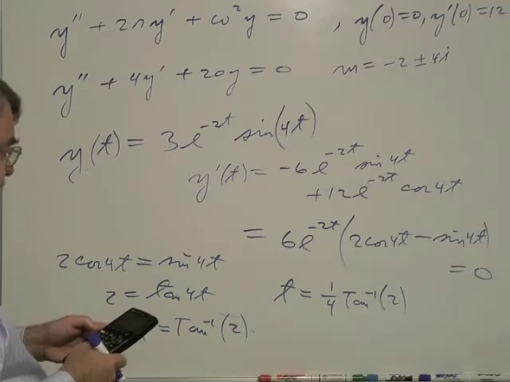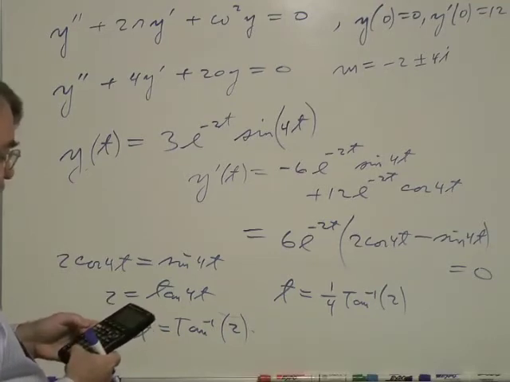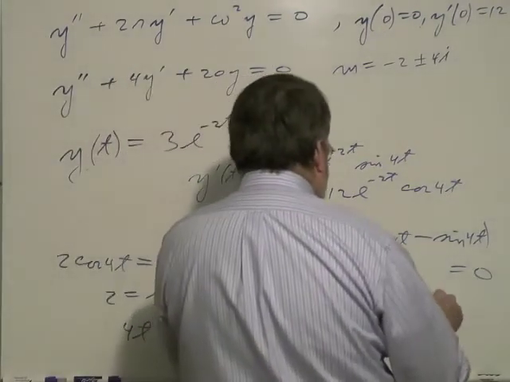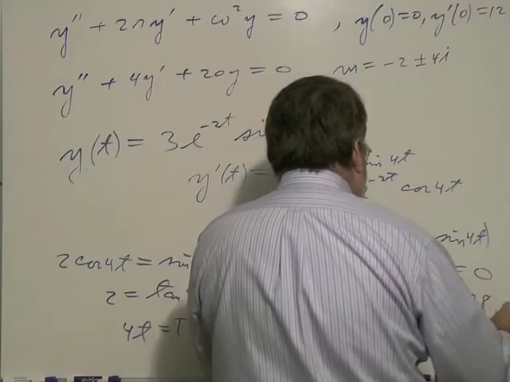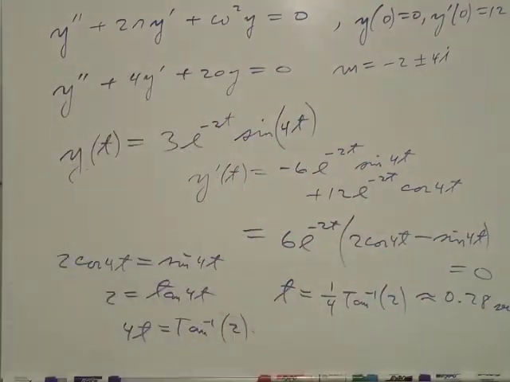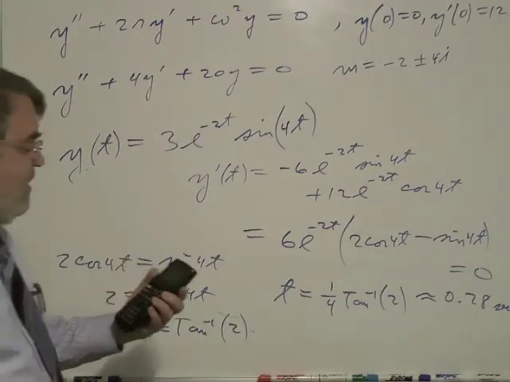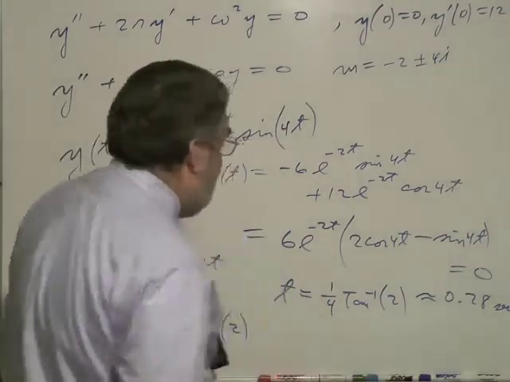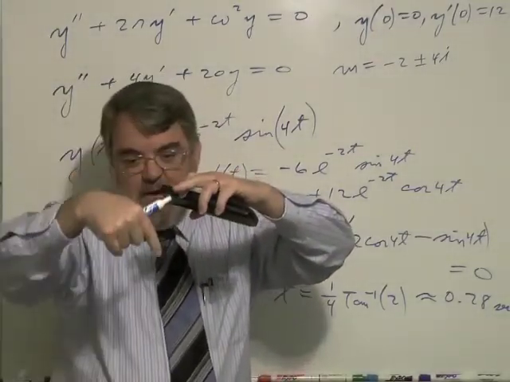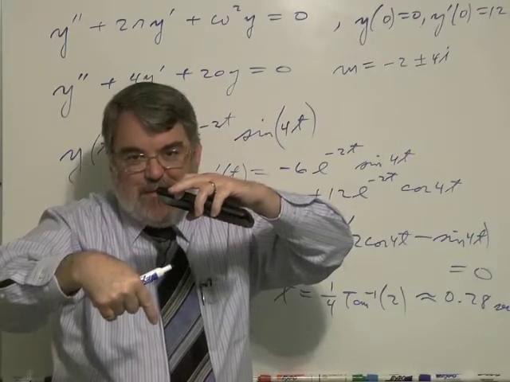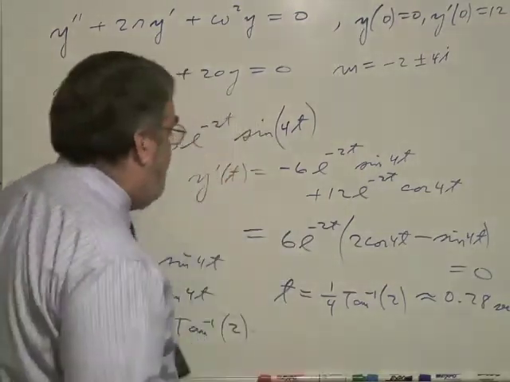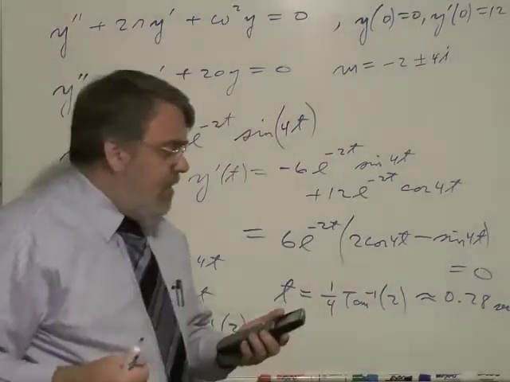So let's see. The inverse tangent of 2 is about 1.1 something times 1/4. This is about 0.28 seconds. Now I kept all the decimals in my calculator, but I'm not interested in reading all those decimals, but I do want to calculate with them. So about 0.28 seconds. It started off at 12 feet per second, it goes down, and just before it starts to come back, that took just under 3/10 of a second. All right, and then how far did it go?